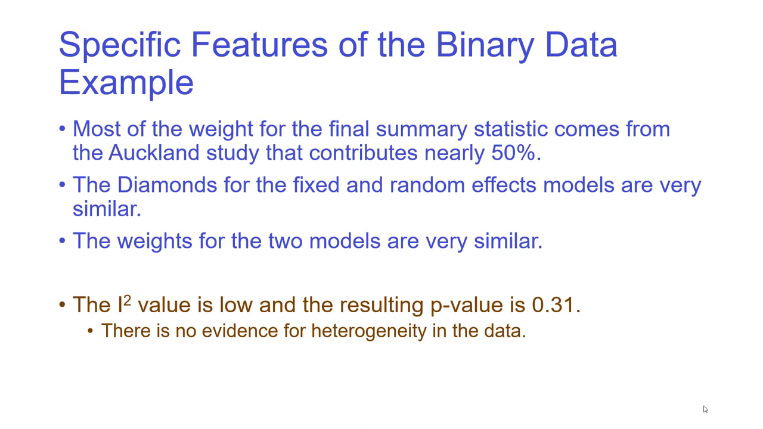Yes, so as I said before, the Auckland study contributes nearly 50% of the weighting to the final diamond, and the two weights are very similar. The I-squared value is low, so that's telling you about the heterogeneity, and the p-value for it is 0.31. If it's less than 0.05, then there's heterogeneity and you might need to go to the random effects model.